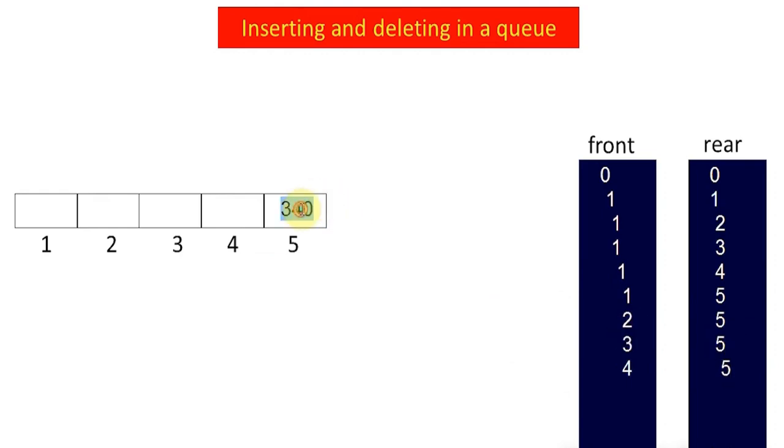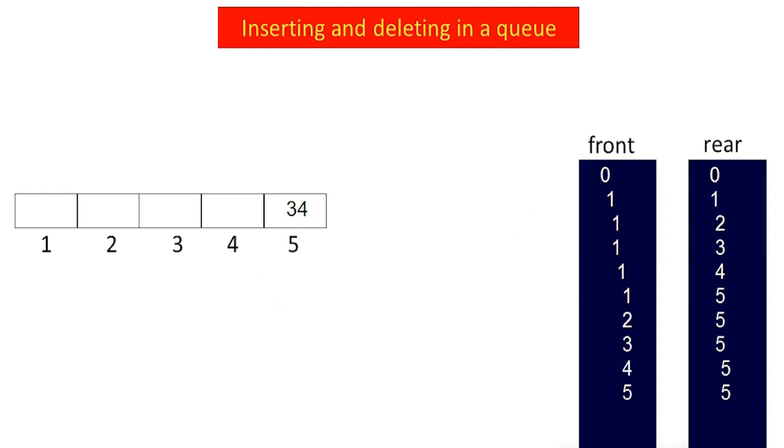Now I am going to delete the last element also, right? See what has happened: the value of front is equal to rear. When the value of front is equal to rear, that means we have only one element, right?